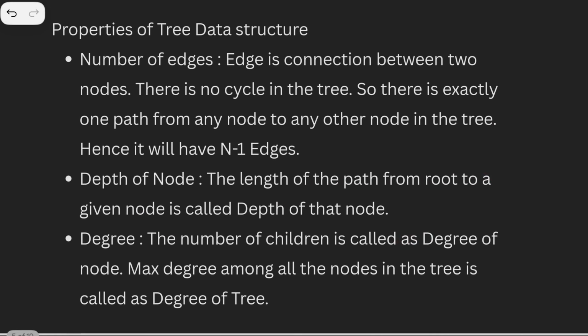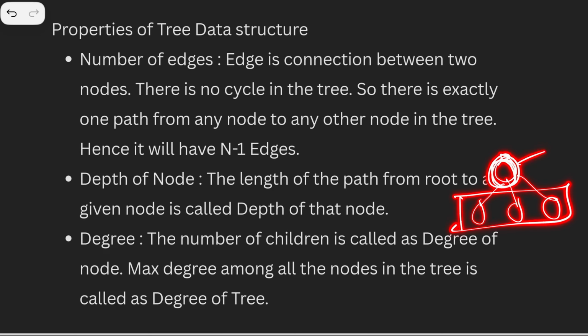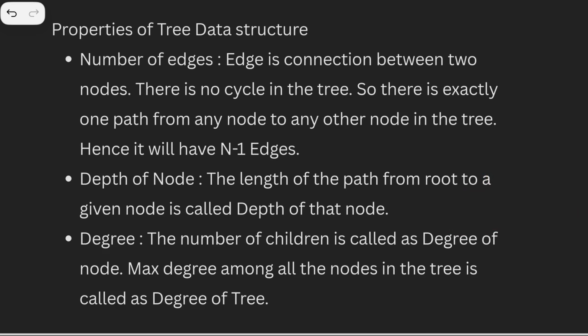After that, we have something called degree. Now degree is the number of children that a node has. For example, now this particular node has 3 children. So degree of this node is going to be 3. Whatever is the maximum degree of a node, it's going to be ultimately the degree of that tree. The degree of tree we are not going to use much, but degree of node we are going to use. There are a lot of applications of degree of node that we will cover later on.